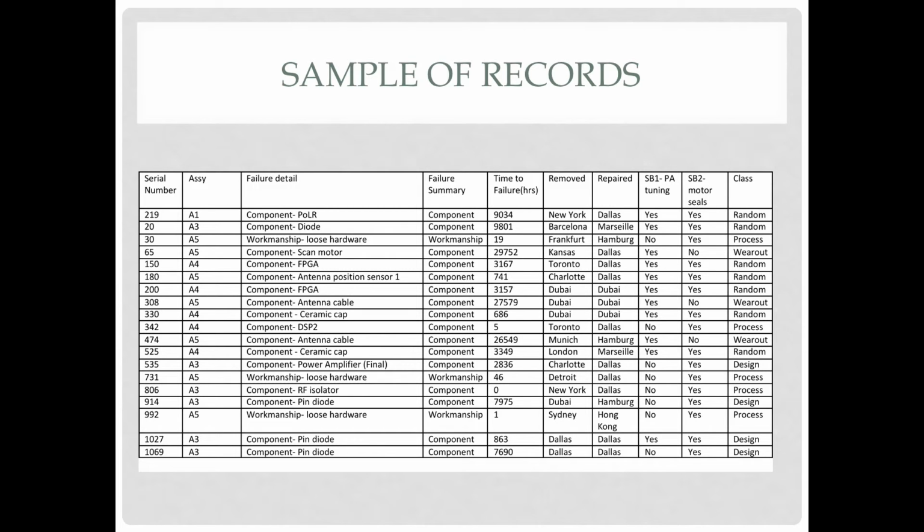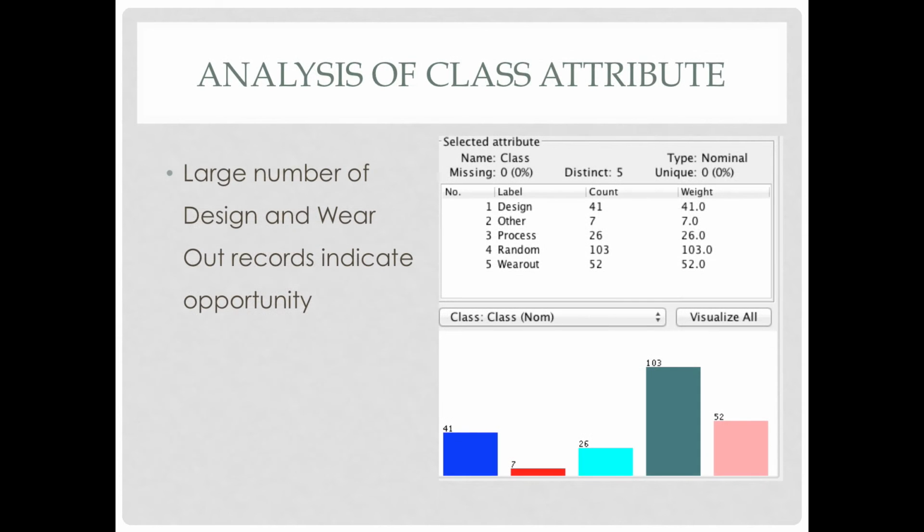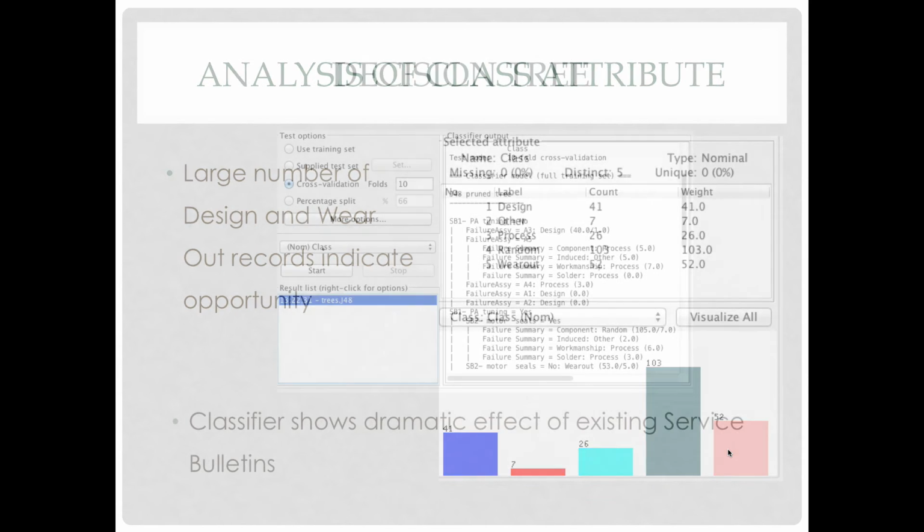This is a snapshot of a sample of the records just to show how they're populated. And this is an analysis of the class attribute, and it shows, as would be expected, a lot of random failures, but also a lot of design failures and wear out failures, and these are the areas for opportunity.